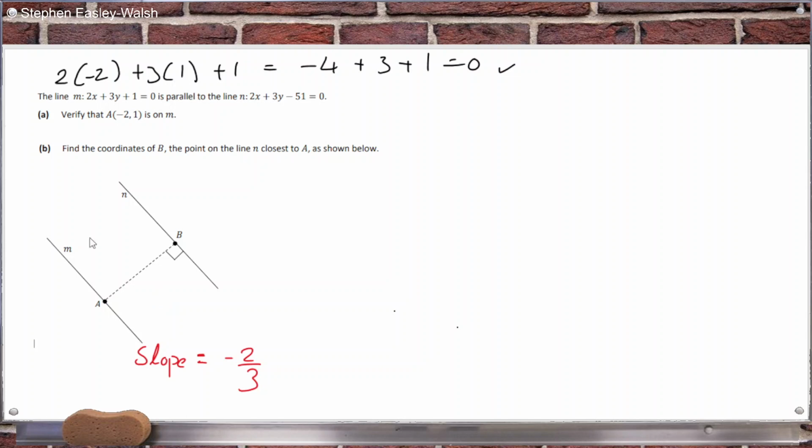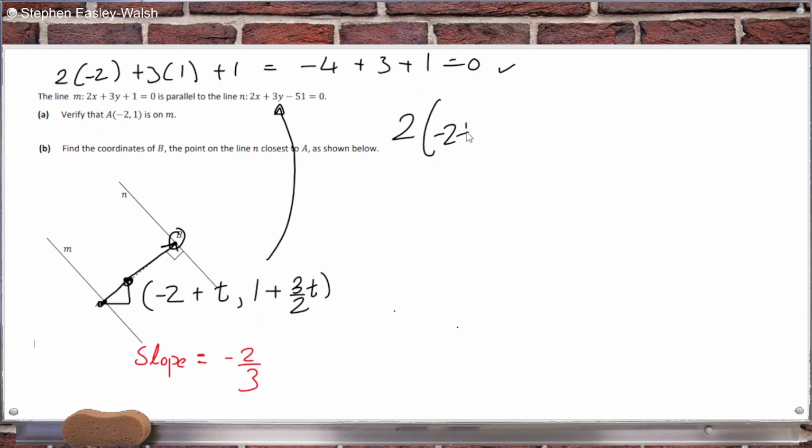So that means a point on this line will be of the form minus 2 plus, let's say, t, and then 1 plus 3 over 2 t. That is, you start here at minus 2, 1, and every time you go out t units, you go up 3 over 2 t units. So if I sub that point into the line N and solve for t, I can get the point B. So what I'm doing is I'm moving along this line until I hit B. It's a different way of doing it.